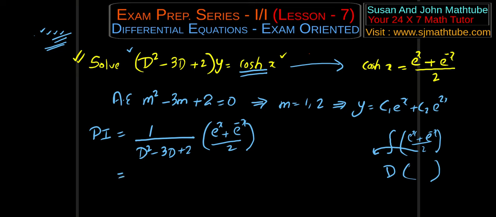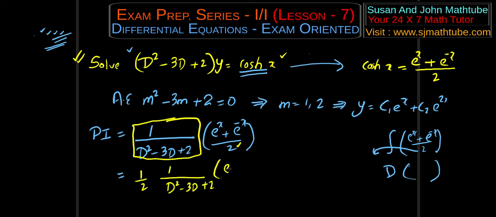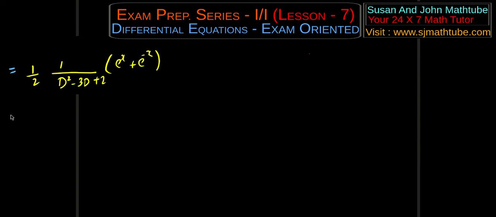So I'm going to write this as 1 by 2. I'm going to take this outside the operator. This is just an operator. And then 1 by D square minus 3D plus 2 of e power x plus e power minus x. Now tell me, what will you do if you want to integrate f plus g? Yeah, you'll split this. You'll write this as integral f plus integral g. Yeah, same thing with the operator.